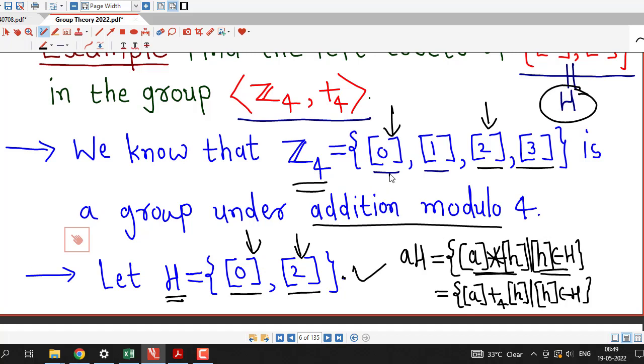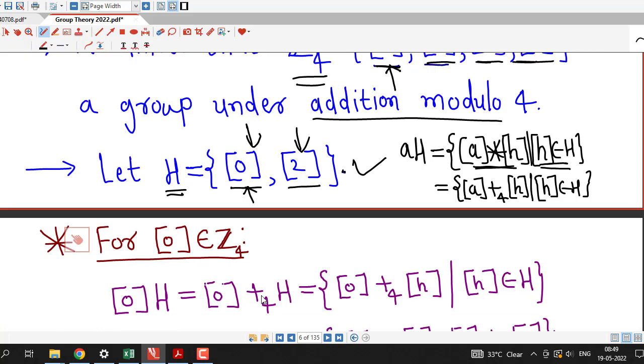and we will start with every element of Z4. First we will determine the equivalence class corresponding to this first element of Z4, then for this one, and this one. So we have to do this work 4 times. I will start with this 0.